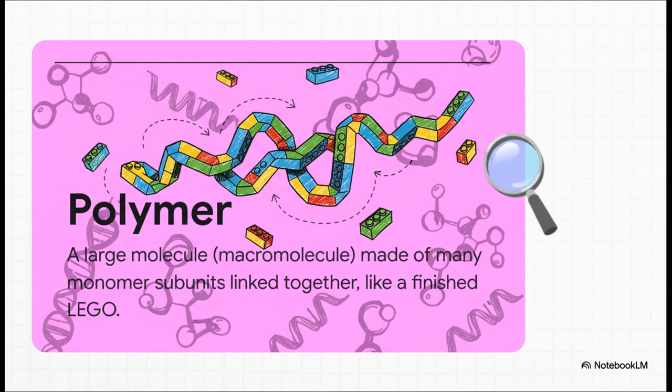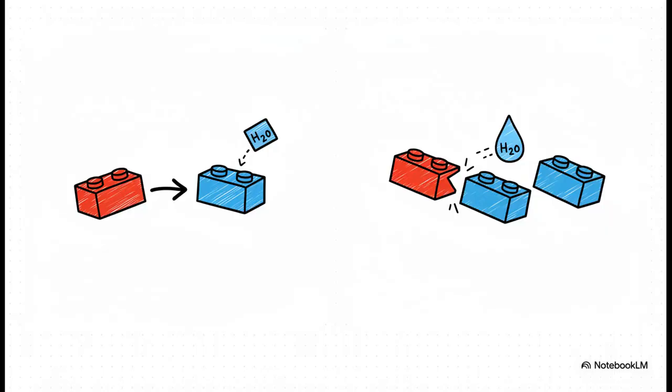Now, what happens when you start clicking those monomers together? You get a polymer. This is your finished Lego model, a long, complex structure built from all those simple, repeating units. And this whole process of building polymers is how life creates its most important large molecules, which, you guessed it, we call macromolecules.